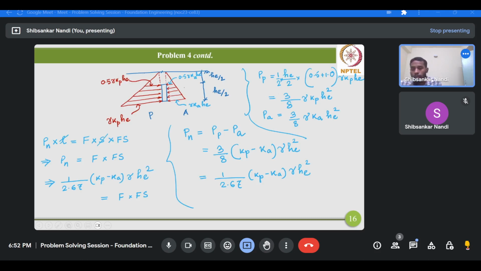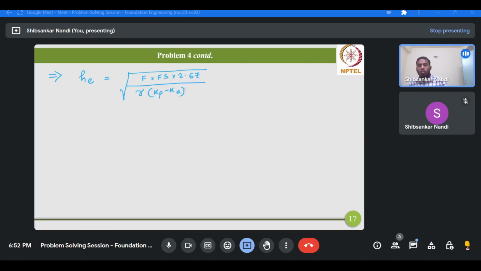Okay. Now, what are these values? So factor of safety, this is given as 1.5 for this problem. Gamma is 17.5 kilonewton per meter cube. Kp is 3.69. Ka is 0.271. And what is the value of F?